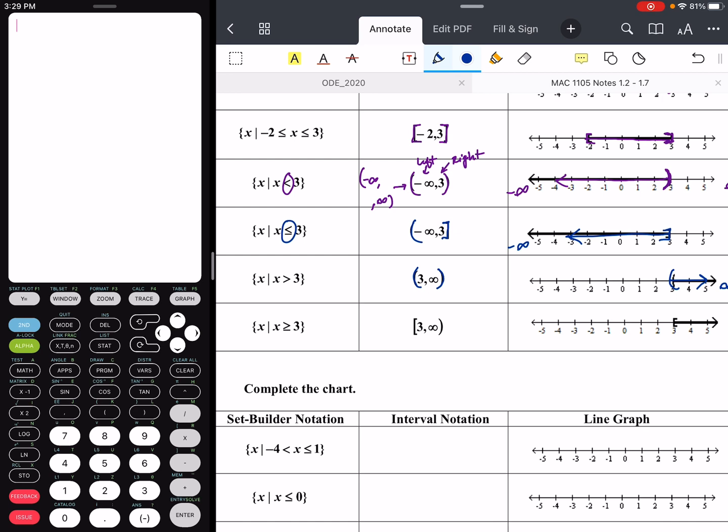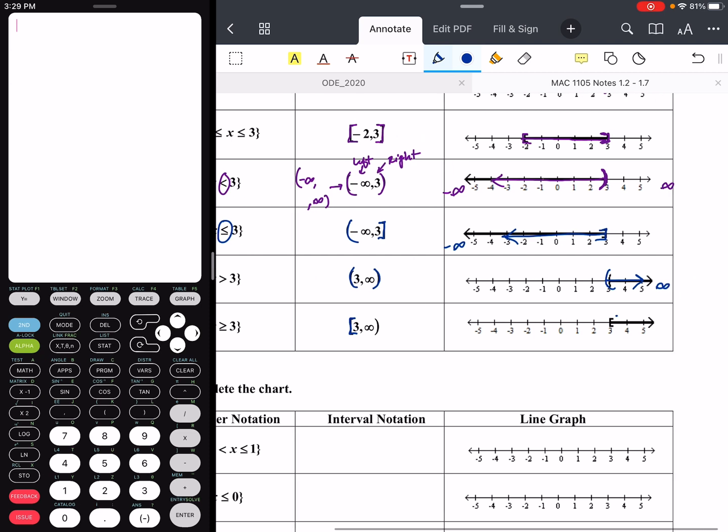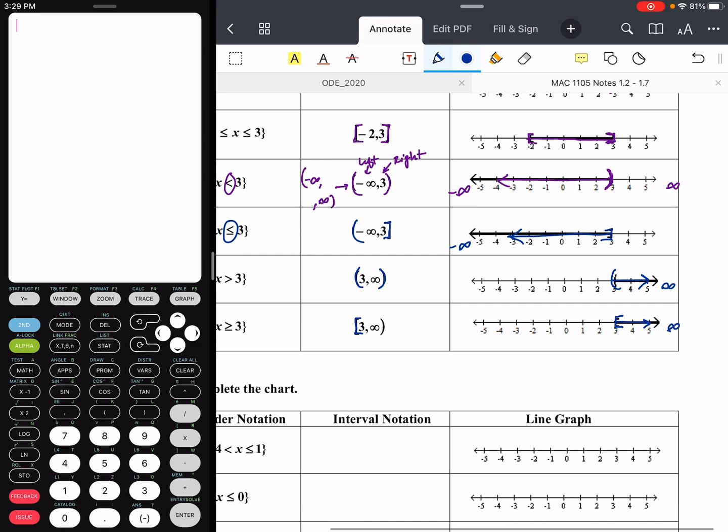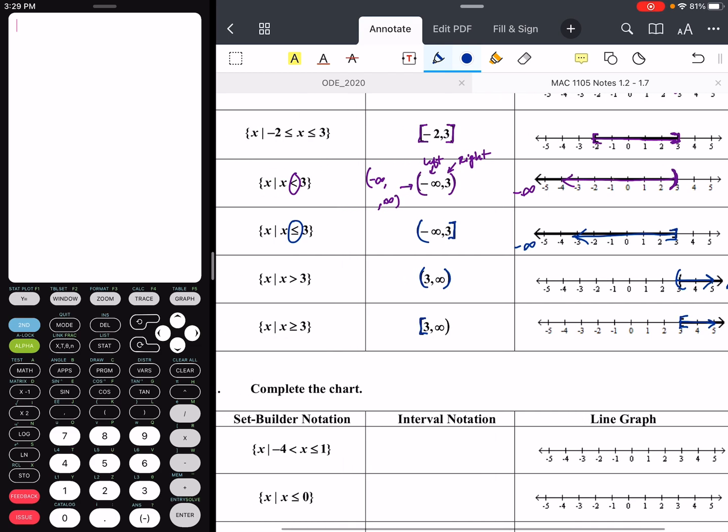And all that changes with the final example is a square bracket now at positive 3 because of that greater than or equal to symbol. Square bracket at 3. So we still go from 3 to positive infinity in our interval and on our line graph.